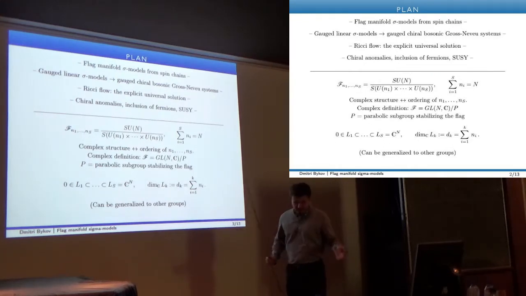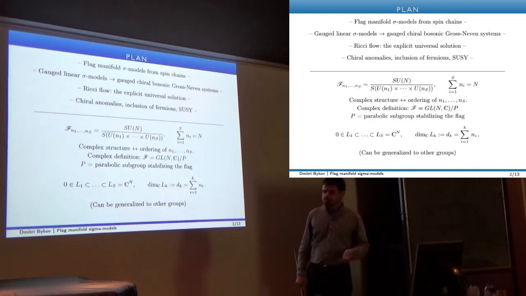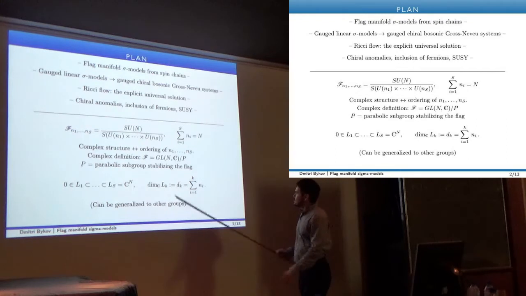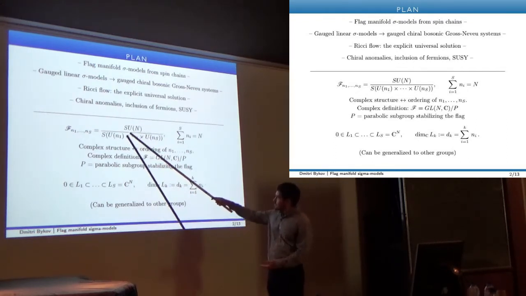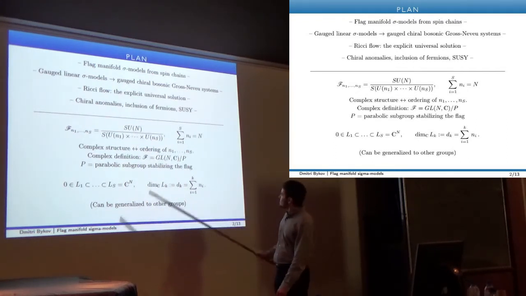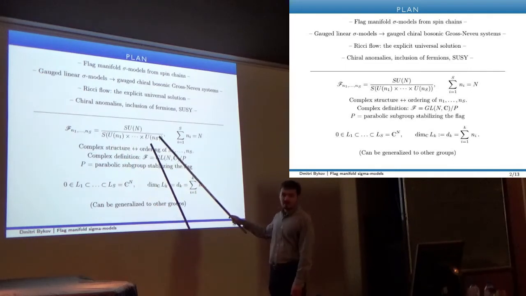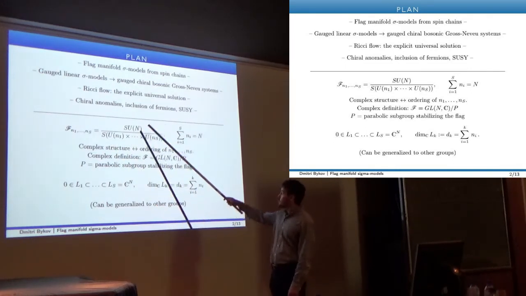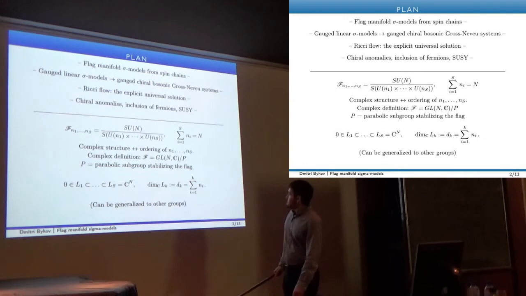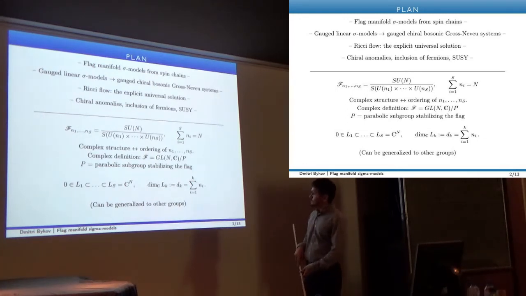The main property of the target spaces of the models is that they will be complex homogeneous spaces. A wide subclass of these models are flag manifolds. The simplest definition is that these are the homogeneous spaces SU(N) divided by S(U(n1) × ... × U(ns)), such that the sum of the n's is N from the numerator. There are also some other definitions of what a flag manifold is.